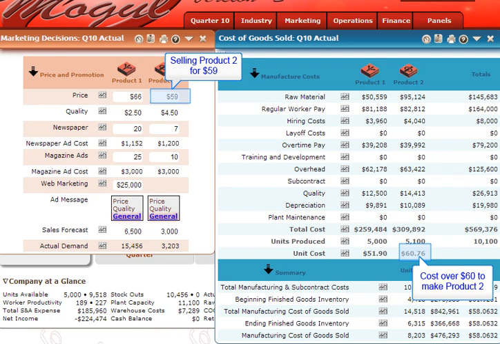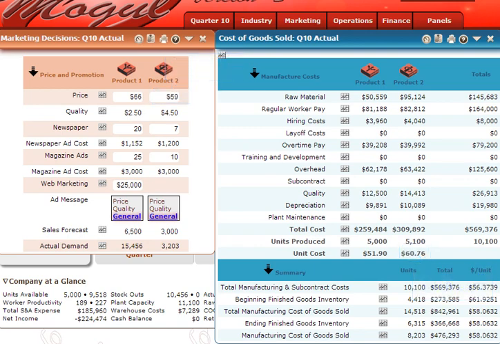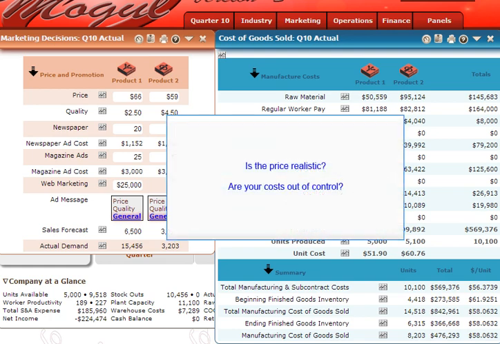To have it cost you $60 to make it and selling it for $59 is not going to be profitable, no matter how many units you sell. If this is your situation, then you have either priced your product unrealistically low, or you have some large inefficiencies in your manufacturing operations that need to be corrected.